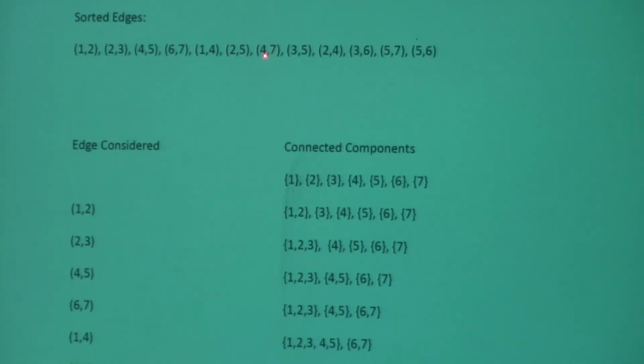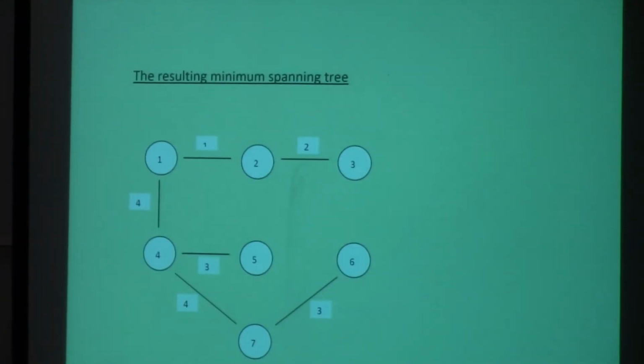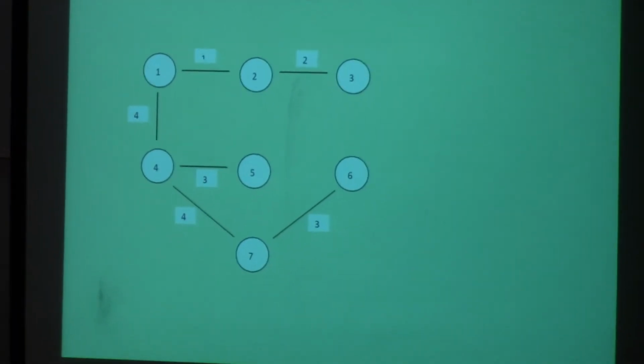The next one is 4, 7. Notice 4, 7 will connect the first tree to this second tree, and there is my MST. 1, 2, 3, 4, 5, 6. Rejected, 6. So there's 6. And if you look at this, this is the resulting MST. You count it up. 3, 7, 10, so 17. That is guaranteed to be the minimum cost.